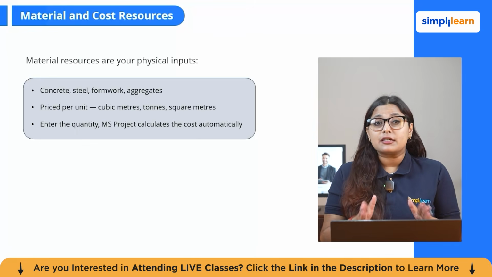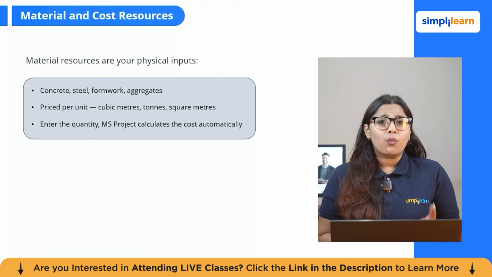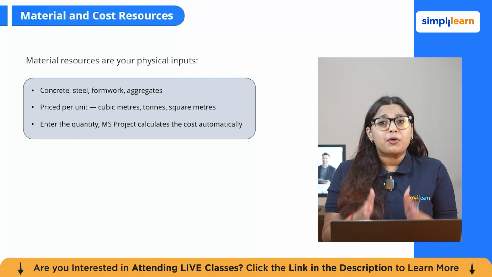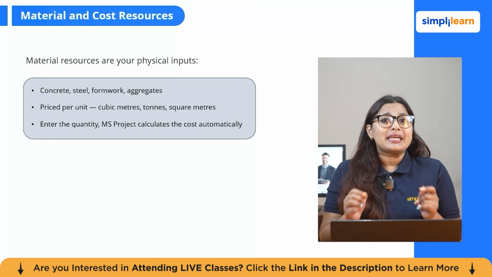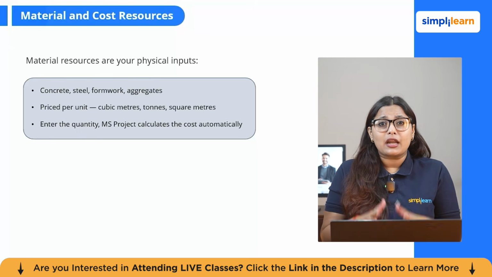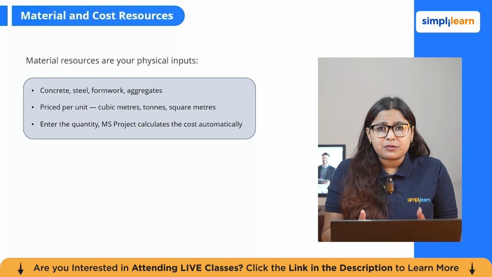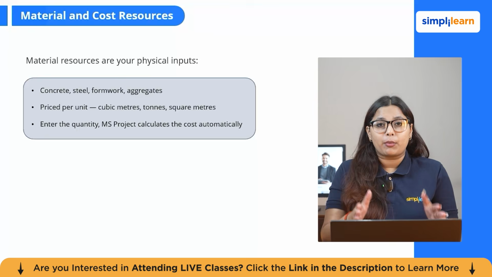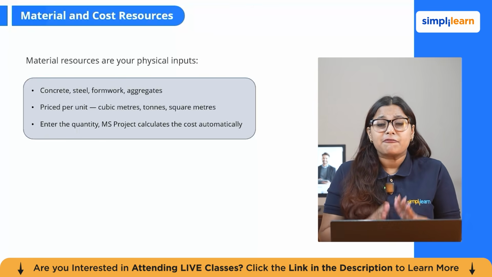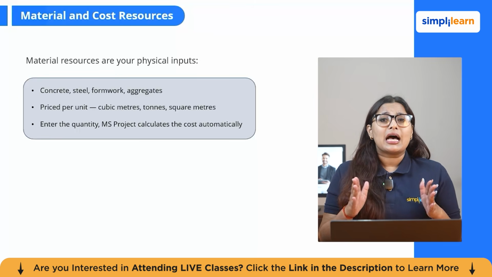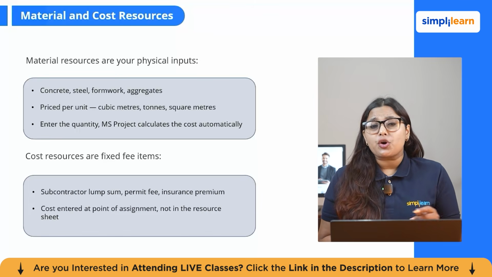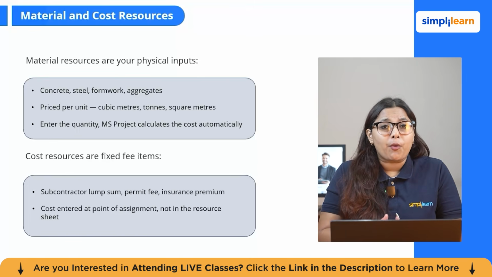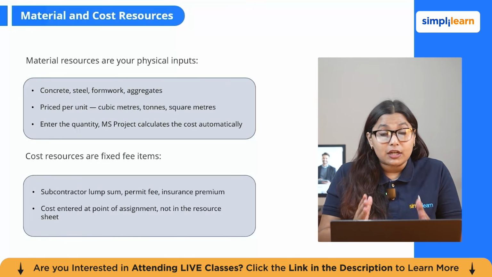Material resources are the physical inputs. Concrete, steel, formwork, aggregates, these are priced per unit of quantity: cubic meters, tons, square meters. When you assign a material resource to a task, you enter how much is needed, and MS Project calculates the cost automatically. Cost resources are for fixed per-item costs that do not depend on duration or quantity. A subcontractor lump sum, a permit fee, a professional indemnity insurance premium. You enter the cost at the point of assignment, not as a rate in the resource sheet.